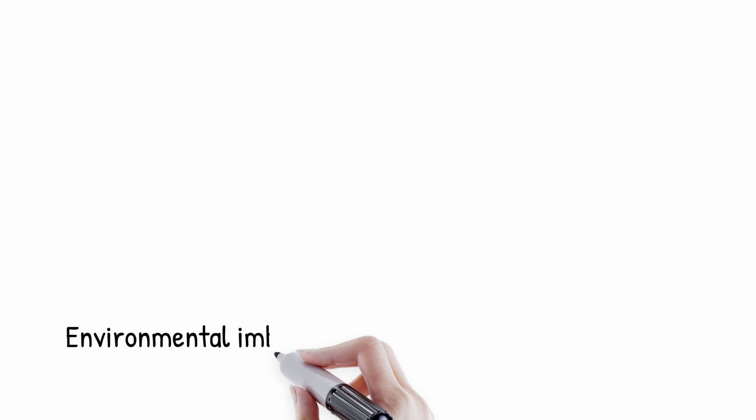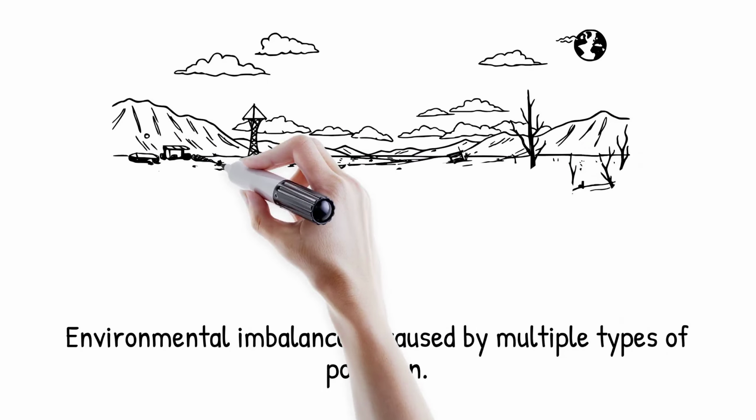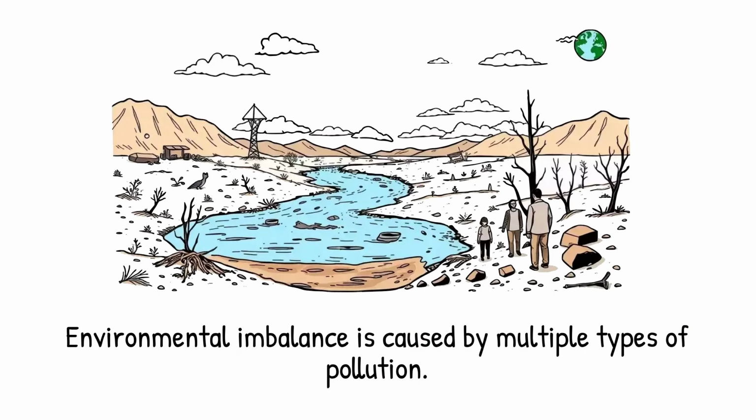All these types of pollution, air, water, land, noise, and thermal, combine to lead to environmental imbalance. This imbalance threatens the health of humans, plants, animals, and the entire ecosystem.